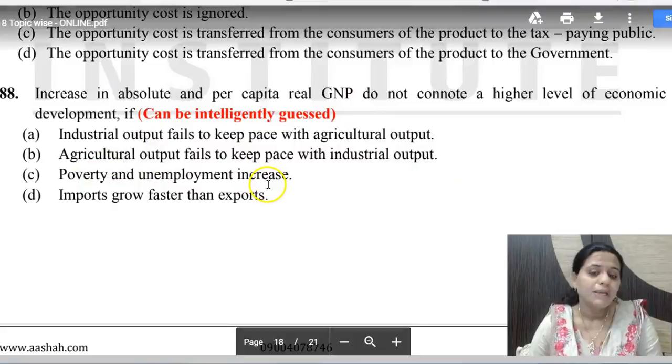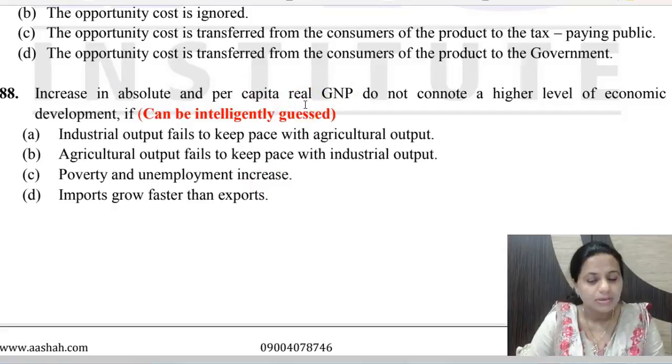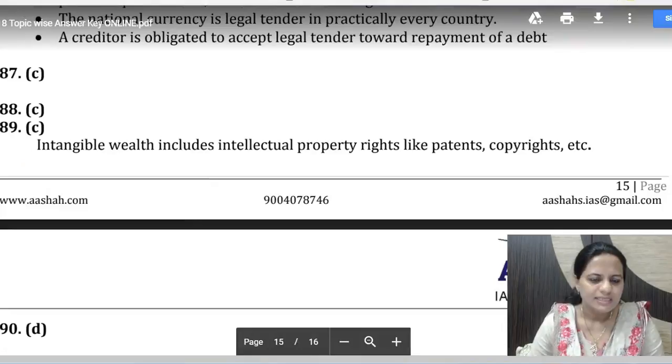So per capita is overall GNP divided by the population. But then if poverty and unemployment is also increasing, means wealth has been concentrated in the hands of few. So that is not good for the country. So if poverty and unemployment increases, it does not result in higher economic development. Imports grow faster than exports also does not fit in this aspect. So 88, C is the correct answer.